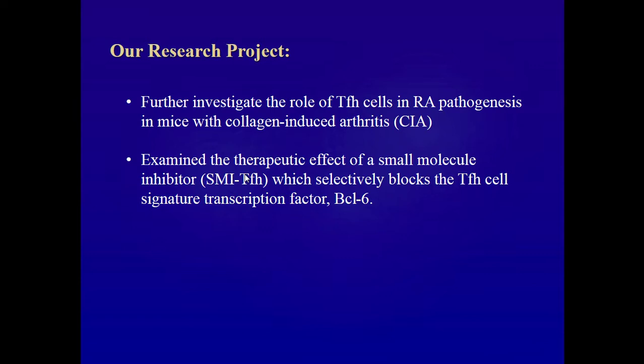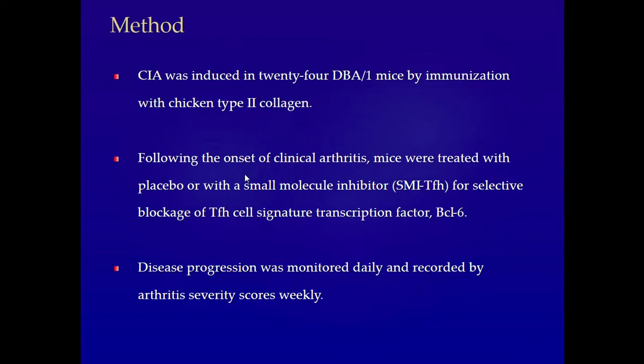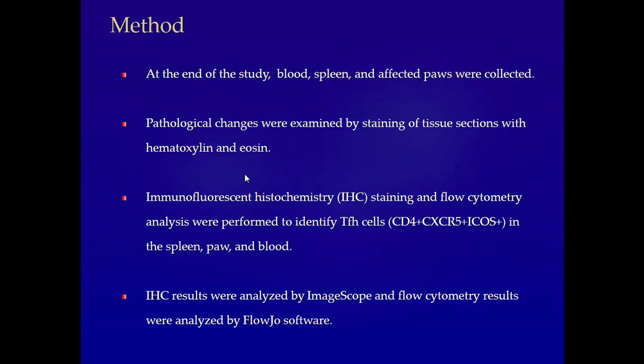The method is that arthritis was induced in 24 DBA mice by immunization with chicken type 2 collagen. Following the onset of the clinical arthritis, mice were treated with the small molecule inhibitor. Disease progression was monitored daily and recorded by the swelling of the paw and the ankle of the mice. At the end of the study, the blood, spleen, and affected paws were collected, and then we cut the slices and did the HE staining and the IHC staining for T follicular helper cell.